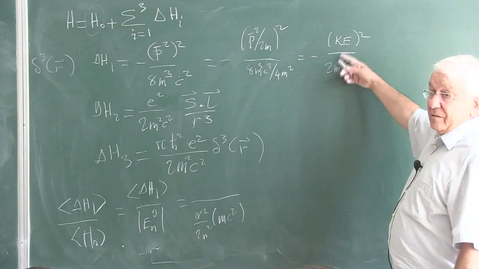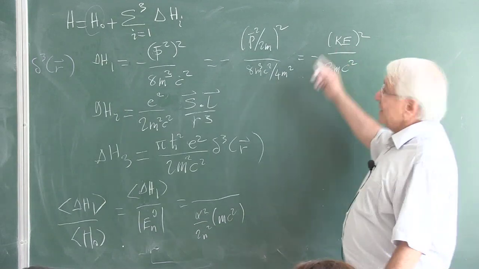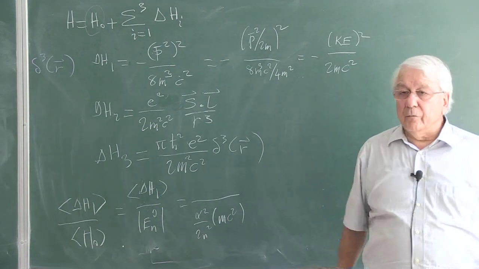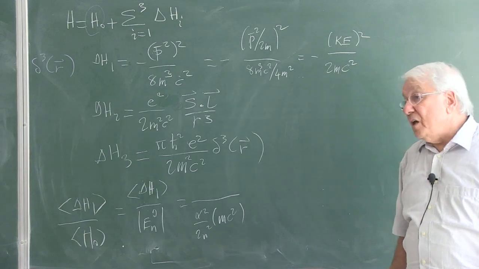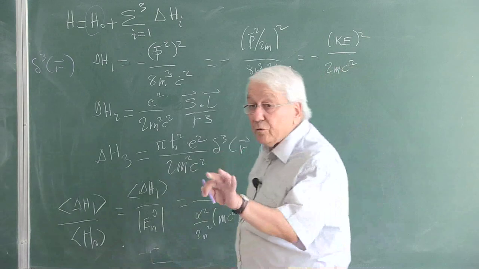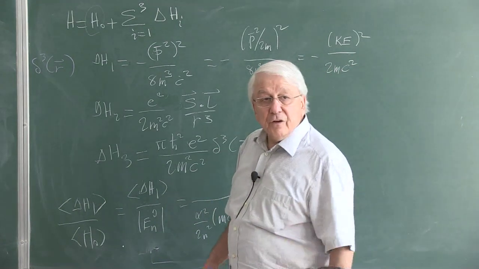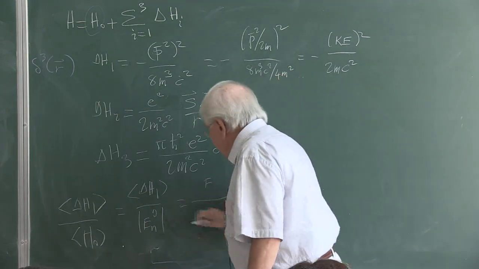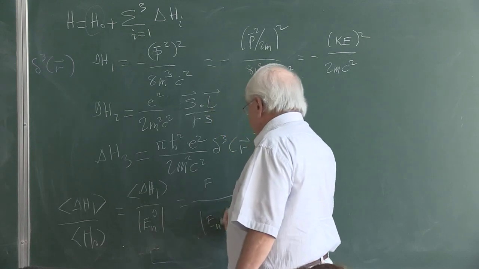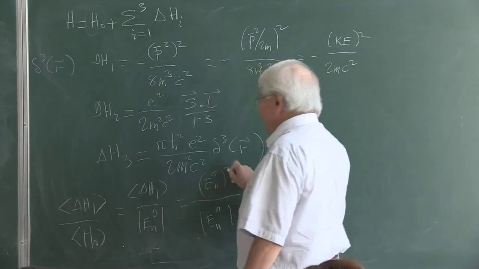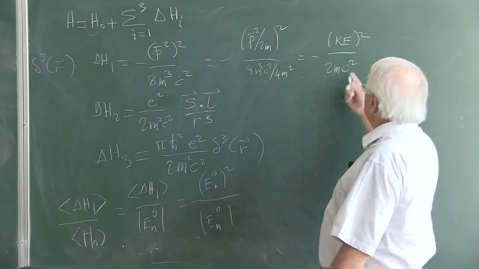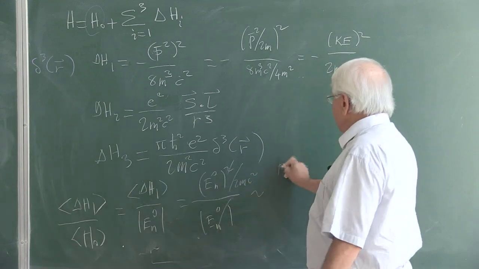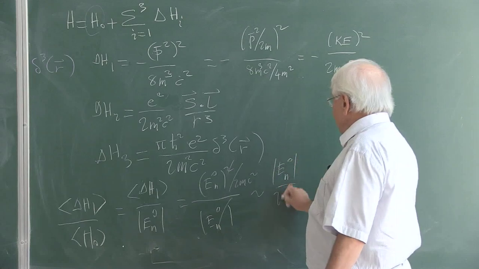Now I can say, what is the kinetic energy squared expectation value in that old basis? Using the virial theorem again, up to factors of 2 or 1 half, it is the same as E_n^0 squared. Please refresh your memory by doing half an hour reading on the virial theorem. You see how nice these arguments are. Divided by 2mc squared, that cancels that, so this is of the order of E_n^0 divided by 2mc squared.